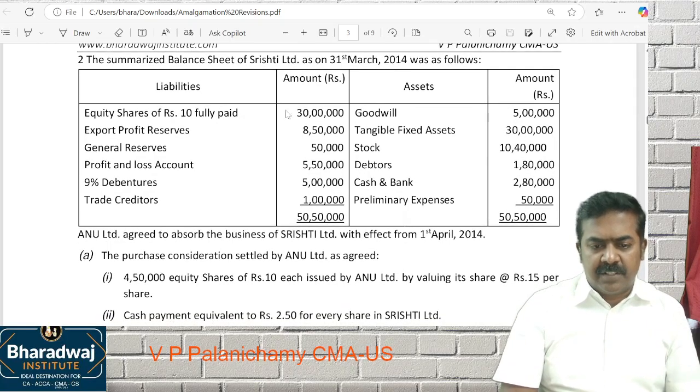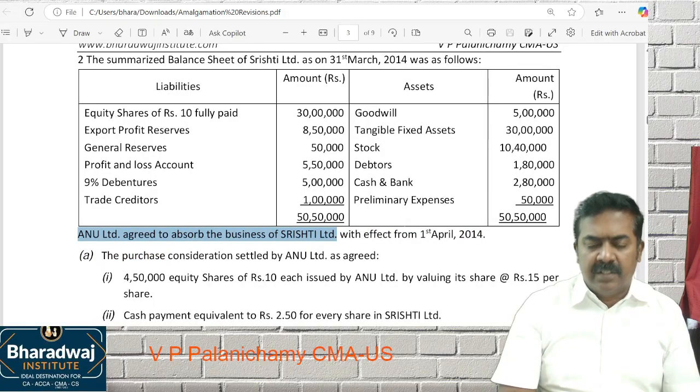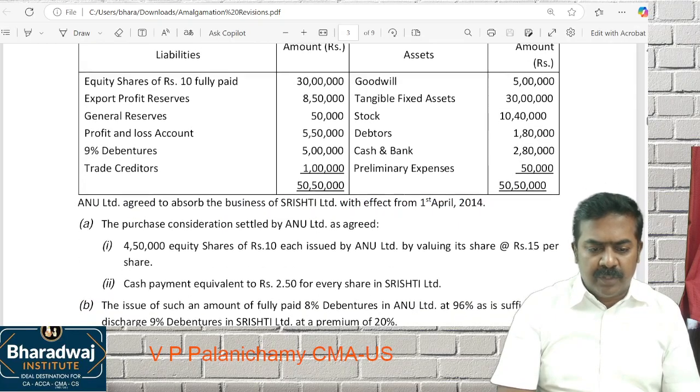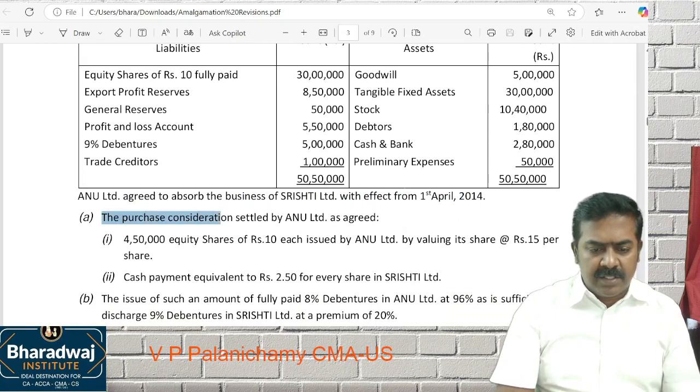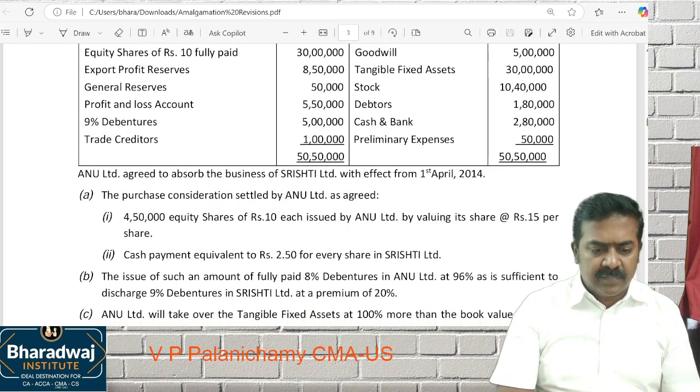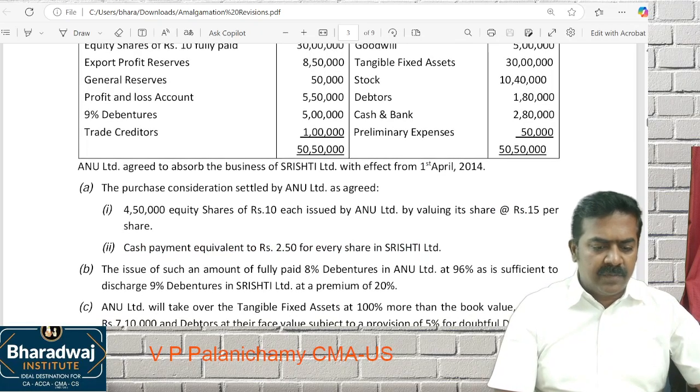The balance sheet of Srishti Limited is given. Then Anu Limited agrees to absorb the business of Srishti Limited with effect from 1st April 2014. The purchase consideration is settled by Anu Limited as agreed. 4,50,000 equity shares of 10 each are given. Cash payment of 2.5 is given for every share. Is the payment very clear?